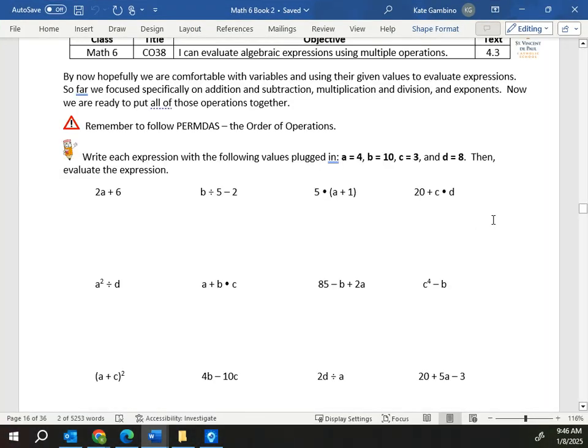Good morning. Today we are working on CO38. I can evaluate, new thing. So we did our adding and subtracting, multiplying and dividing with the expression. Now we're talking about evaluating. Does anybody know what the word evaluate means? Nolan?